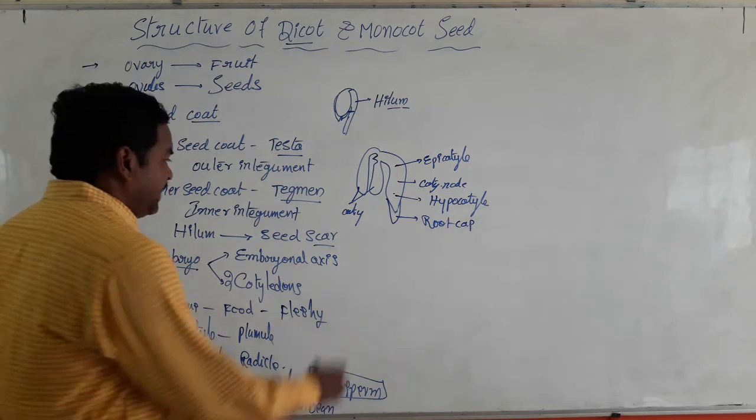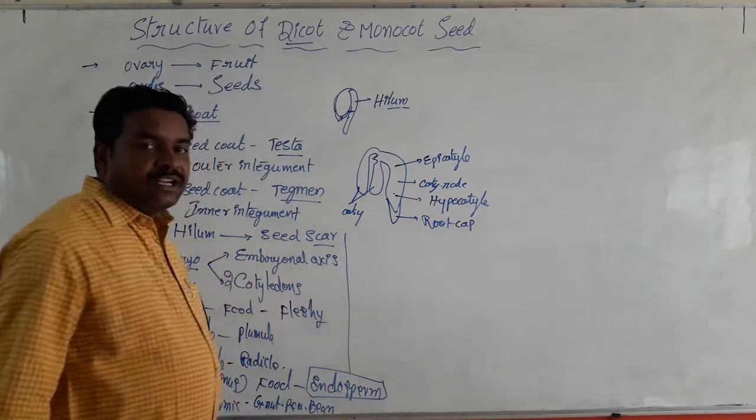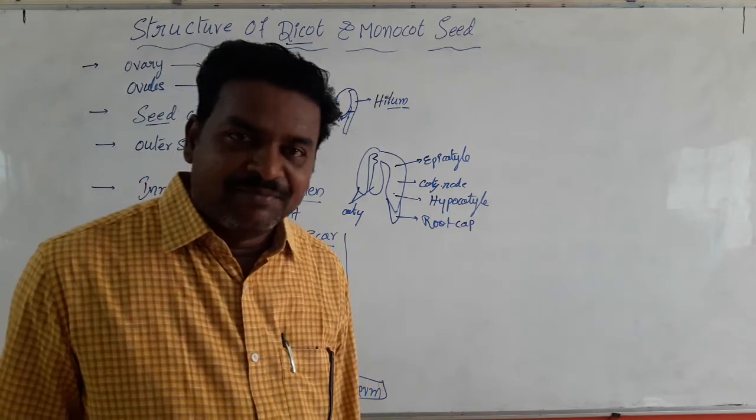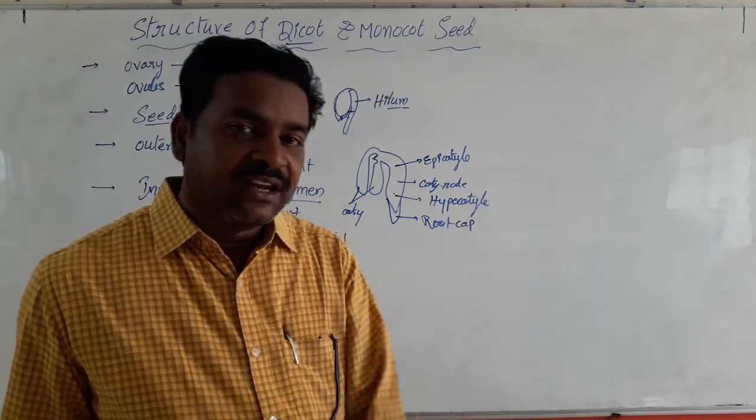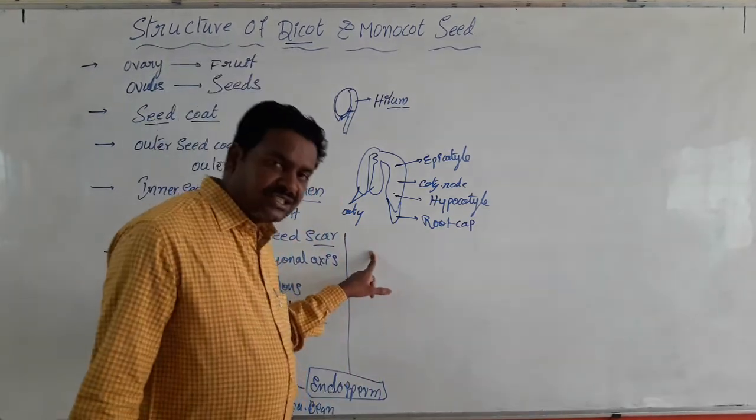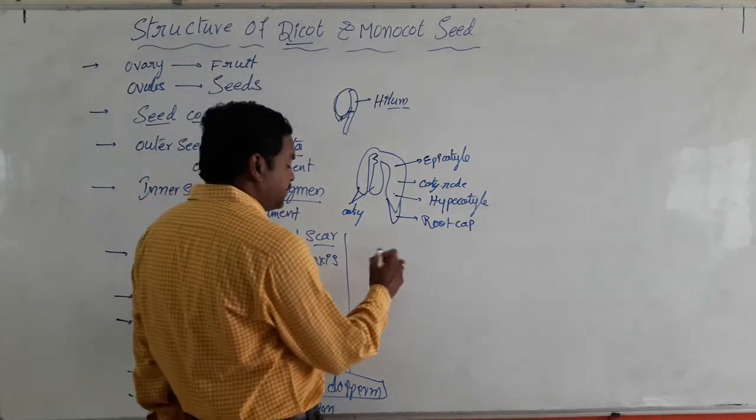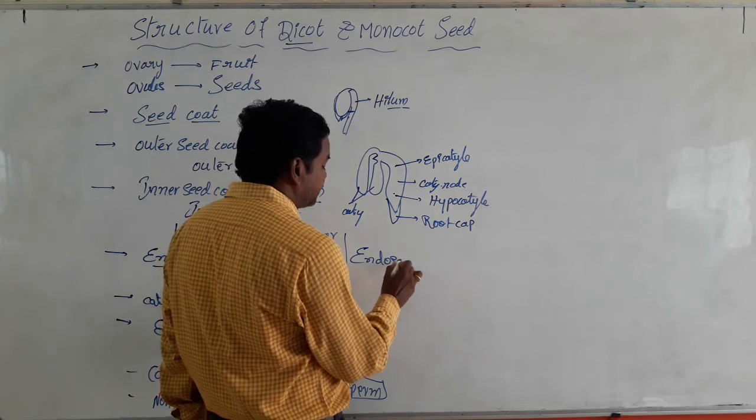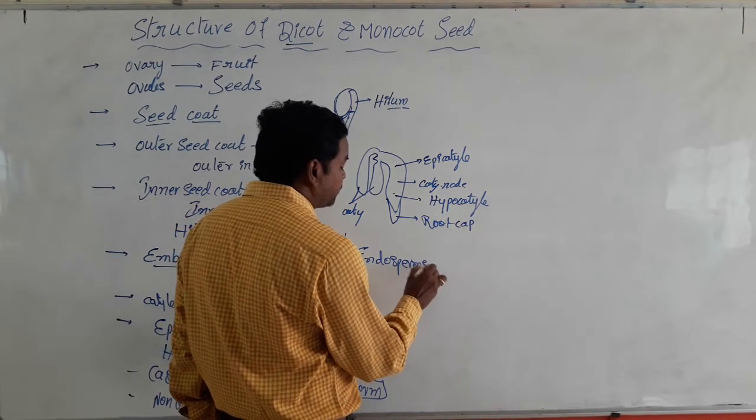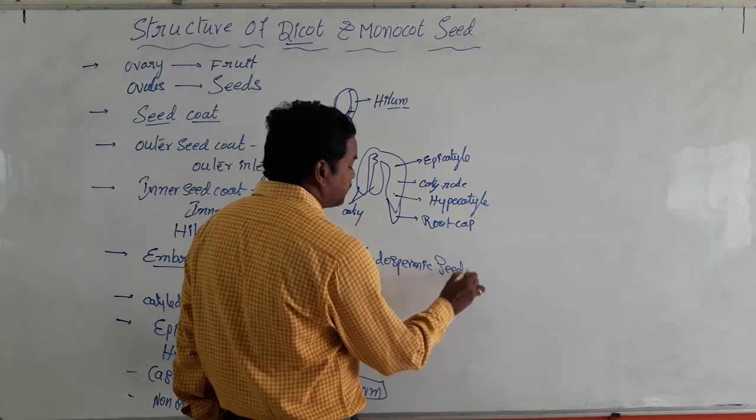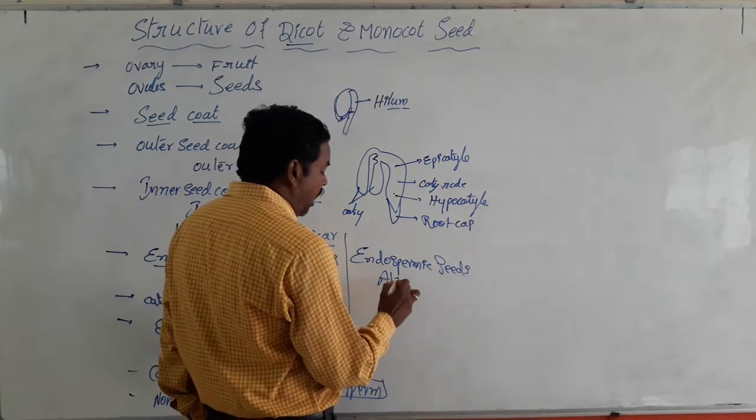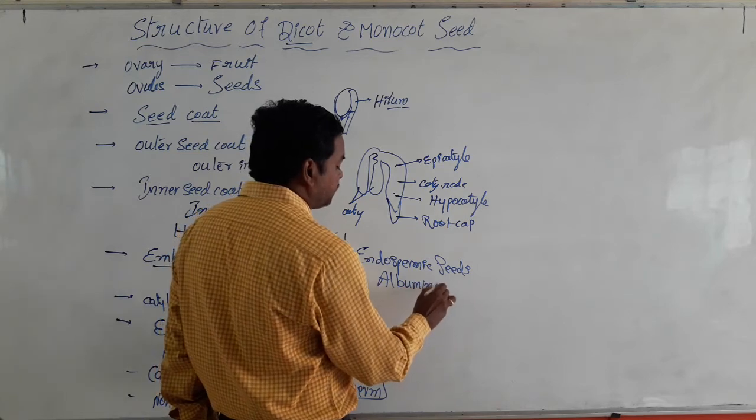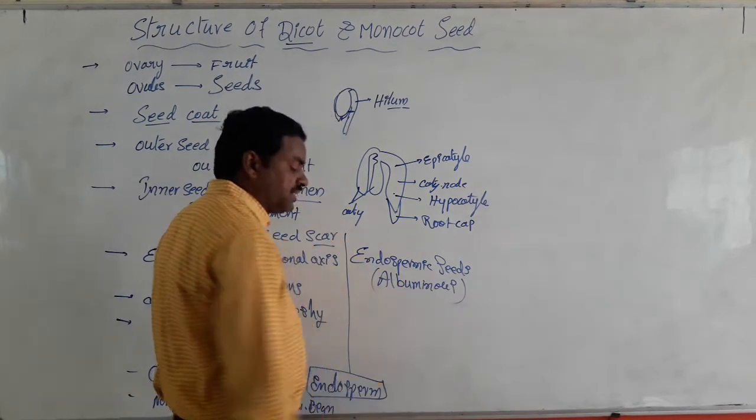But similarly, in some members, the developing embryo does not consume the endosperm completely. Some amount of endosperm is left inside the seeds. Such seeds with endosperm are called endospermic seeds, and also called albuminous seeds.